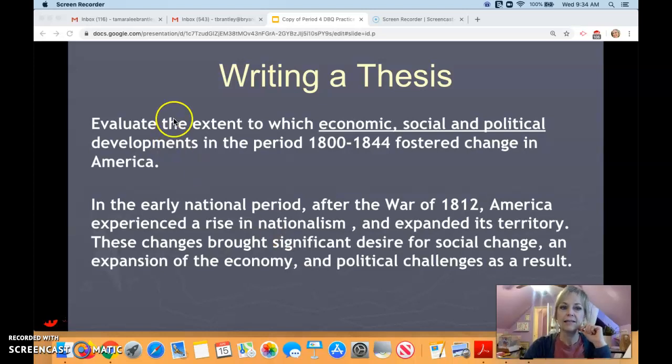Right, I did not evaluate the extent to which. So in other words, of these 3, which one was the most significant? You might want to go with political change, but there's no right or wrong answer to this. You might want to say, although these changes brought a significant desire for social change and an expansion of the economy, the political challenges that came as a result of these changes were the most significant. Something like that, but again, there's no right or wrong answer. You can pick whichever one. Just make sure you're addressing that part of the prompt.